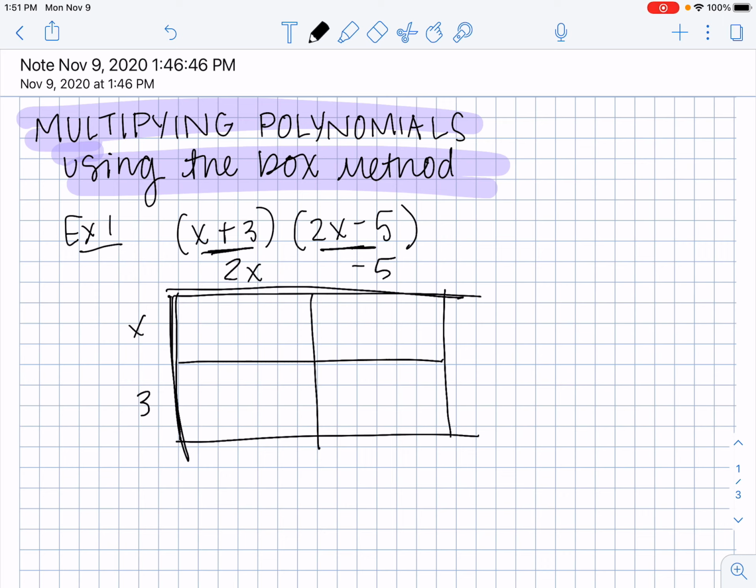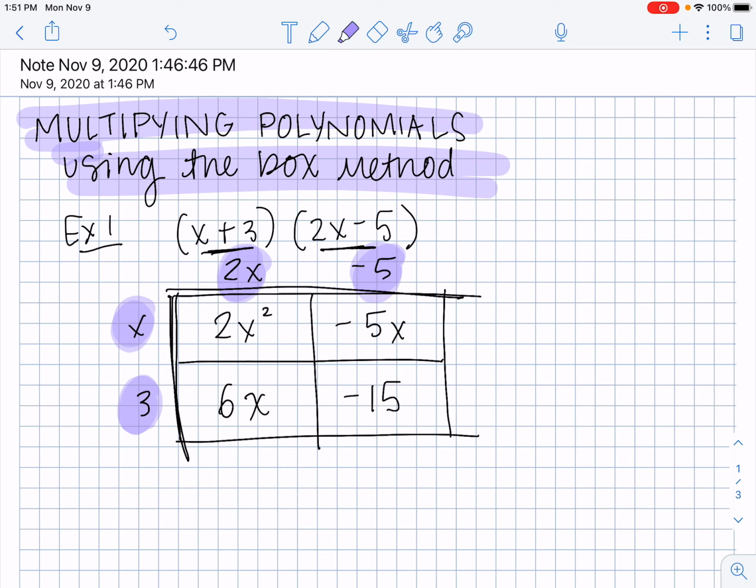So let's just multiply this out. What we're going to do is first multiply our x times our 2x. That gives us 2x squared. Then we are going to multiply our x by our negative 5. That gives us negative 5x. Once we've done that, we're going to multiply our 3 by 2x, and 3 times 2x is 6x. And then we're going to multiply our 3 by negative 5, and we get negative 15.